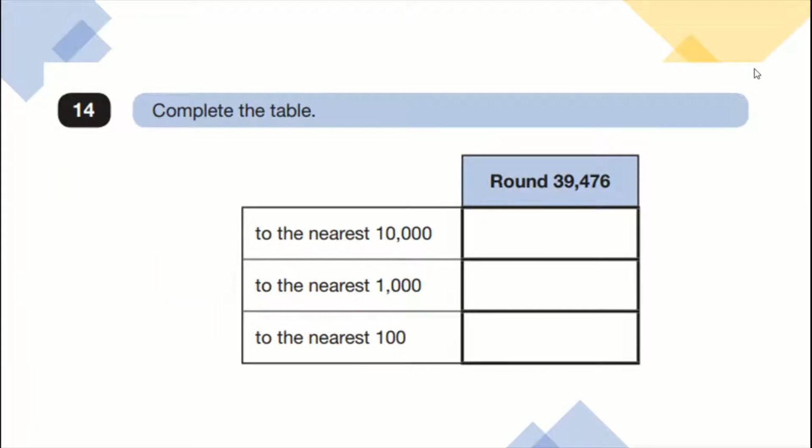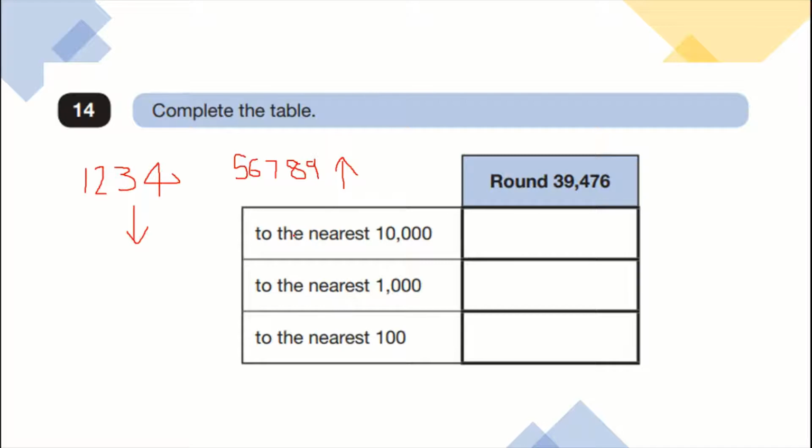Here we have our first question. Question 14. Complete the table. We are asked to round 39,476. If the digit is a 1, 2, 3 or 4, we round down, and if the digit is a 5, 6, 7, 8 or 9, we round up.